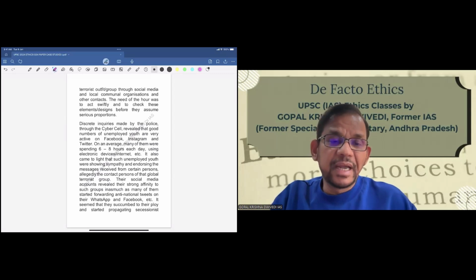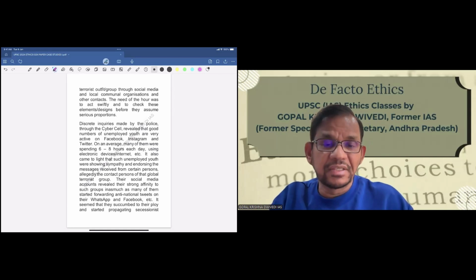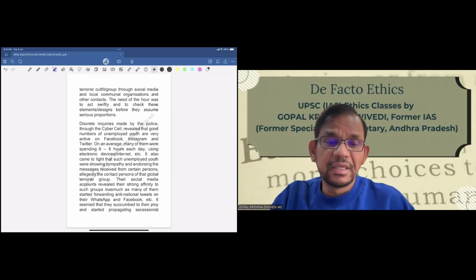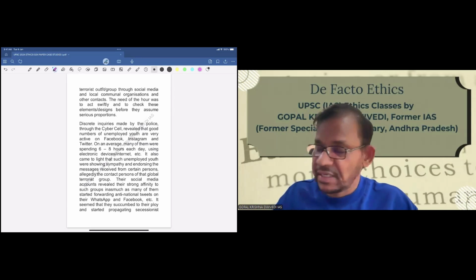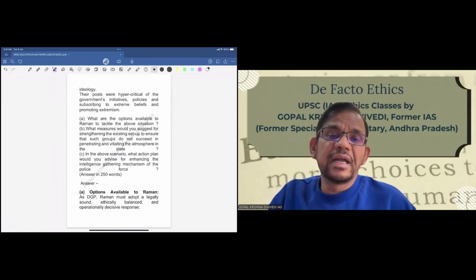Their social media accounts revealed their strong affinity to such groups, inasmuch as many of them started forwarding anti-national tweets on their WhatsApp and Facebook, etc. It seemed that they succumbed to their ploy and started propagating secessionist ideology. Their posts were hypercritical of the government initiatives, policies, and subscribing to extreme beliefs and promoting extremism.